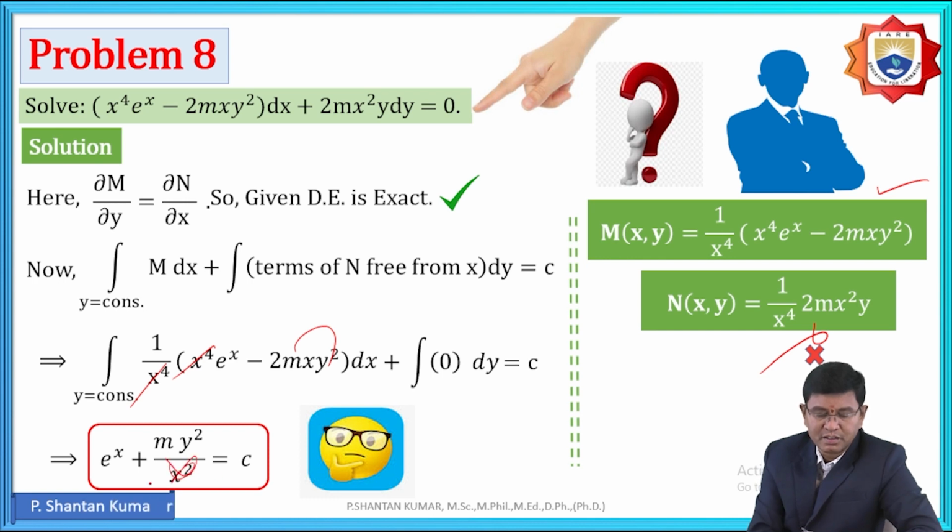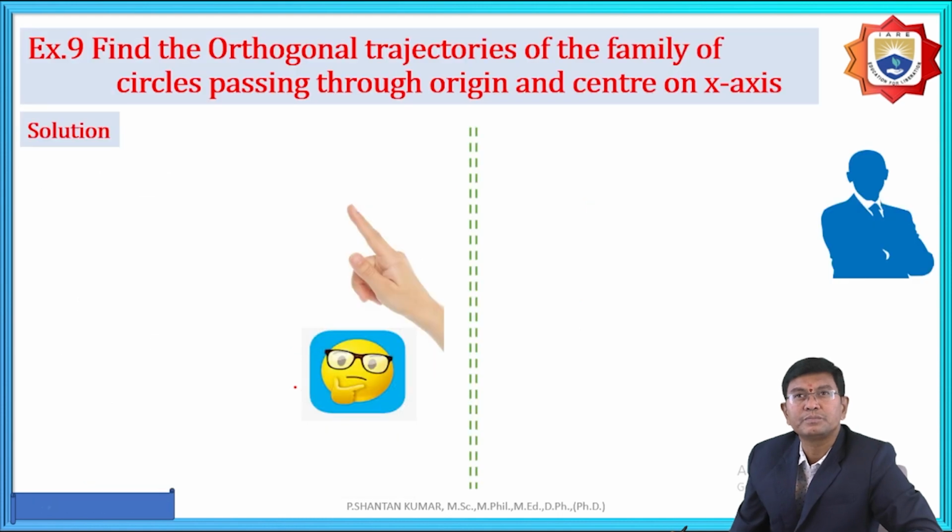Integrating M with y constant, x power 4 by 2 is also x power 4, and it is 1 by x cube. 1 by x cube is the clear solution.